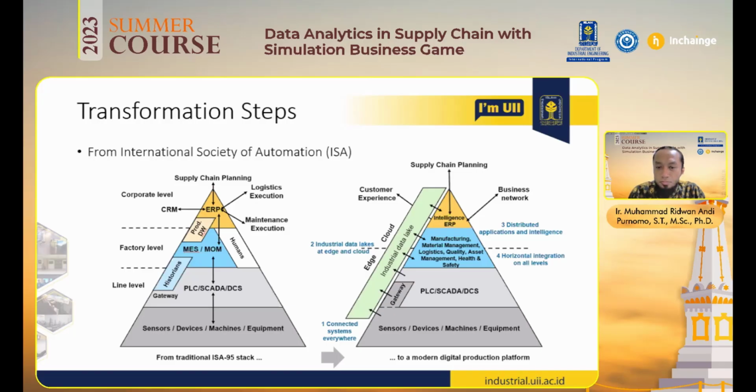And then at the end, the key to success is the customer experience, customer satisfaction. And here, they also realize that the data will be very, very huge.